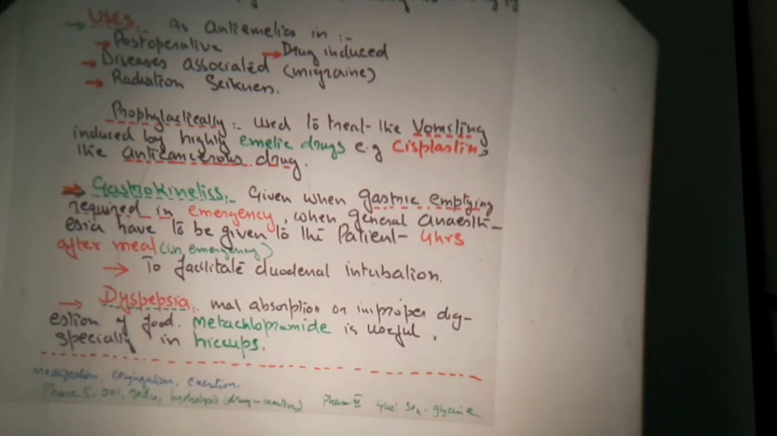So in this case, gastrokinetics should be given to that patient to facilitate the duodenal intubation. Second is to facilitate the duodenal intubation, means to find out any abnormality in the duodenum. Intubation means the insertion of the tube into the duodenum, that is known as duodenal intubation.